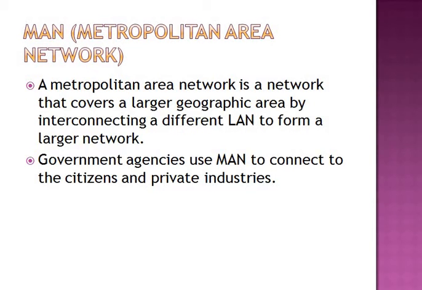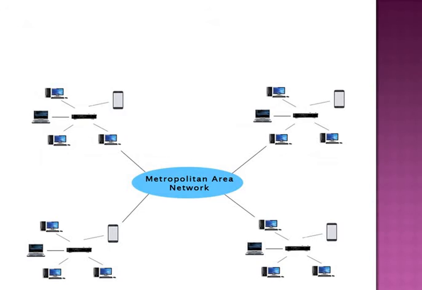Now, the second network is MAN. MAN stands for Metropolitan Area Network. A metropolitan area network is a network that covers a large geographic area by interconnecting different LANs to form a larger network. Government agencies use MAN to connect to the citizens and private industries. This is the diagram of MAN. Combining various LANs, it becomes a MAN.